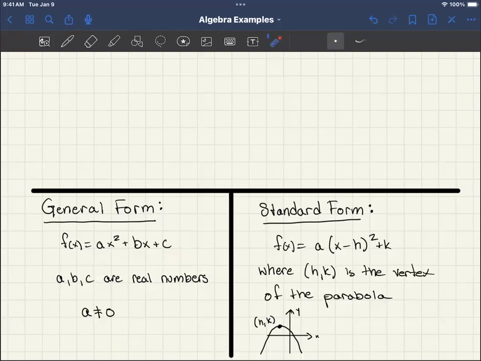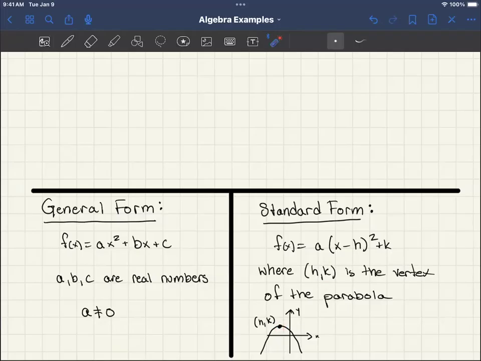The standard form is the funky one that we don't see as often, so we don't work with it as often. We have f of x is equal to a times the quantity x minus h squared. Notice the squared is on the outside of the parentheses, plus k. So we have two new letters in the standard form, h and k. One reason why standard form is useful is that this h and k tells us the vertex of the parabola. The vertex is this point right here.